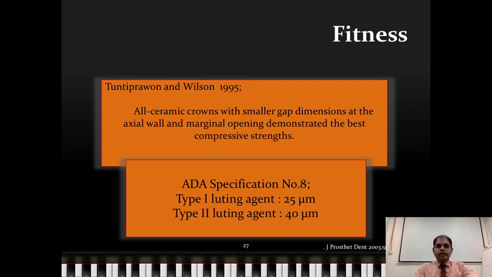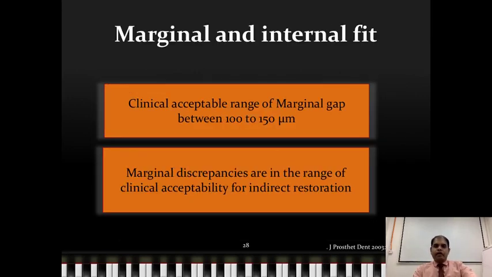Regarding fitness, all-ceramic crowns with smaller gap dimensions at the axial wall and marginal opening demonstrate the best compressive strength. We have ADA specifications: for type 1 luting agent we need a minimum of 25 micron, and for type 2 luting agents we need 40 micron. I'm talking about the gap. And for the marginal and internal fitting, the clinically acceptable range of marginal gap is between 100 to 150 micrometers.